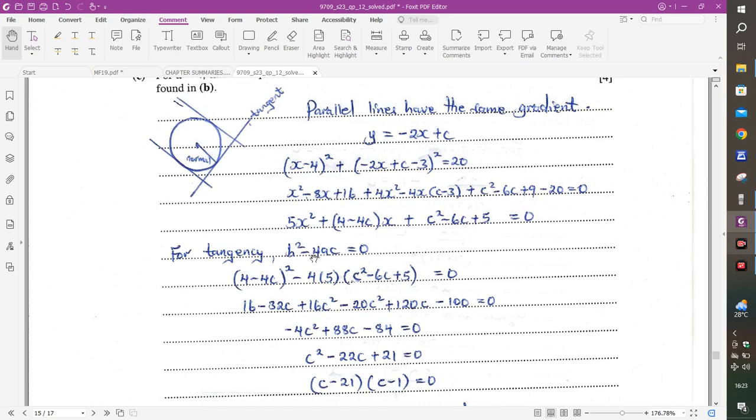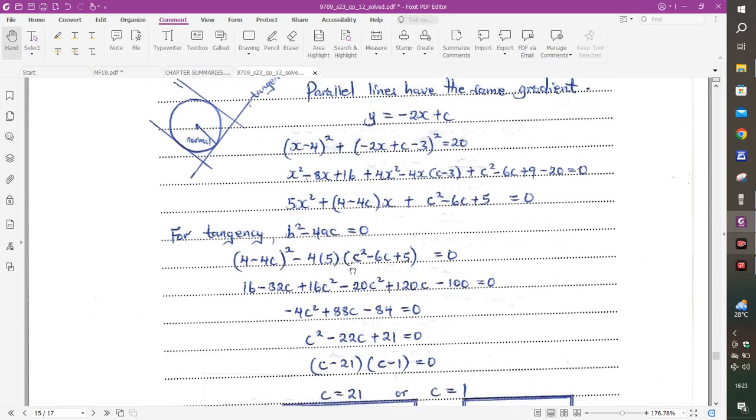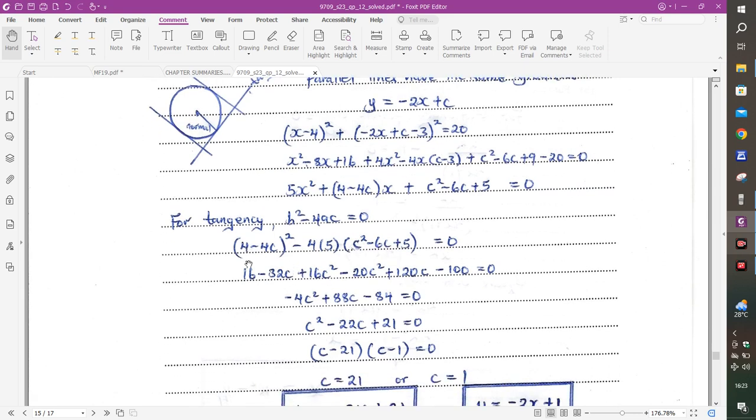And because these lines are tangents to this circle, for tangents, b squared minus 4ac is equal to 0. So our b is 4 minus 4c, squared, then minus 4 times our a, which is 5, and then our c is the whole of this c squared minus 6c plus 5. So we open brackets. Square the 4, you get 16.